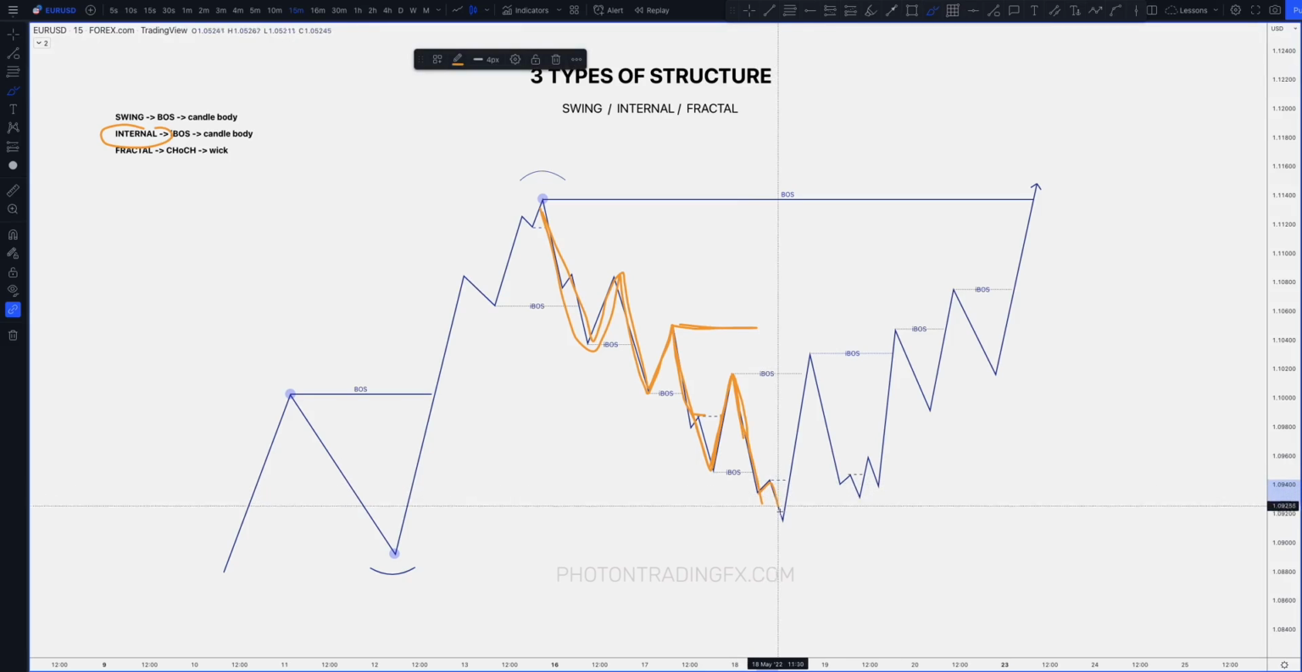Now, again, we push down lower, potentially come into even more discounted demand, and then we get another change of character again, where we break that fractal high. So yes, you could look to get long within here. That's absolutely valid, but just be aware that potentially it could come into this level here, right?